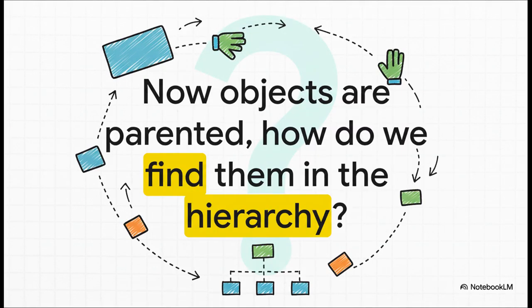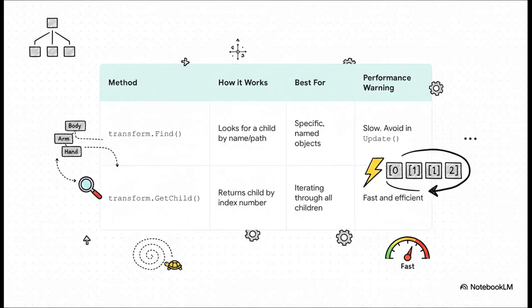Okay, great. So our objects are all connected. The gun's attached to the hand's attached to the arm. We've built our puppet. But now, what if a script on the main player object needs to find that hand or a finger? How do we actually navigate through these connections we've just made? Well, you basically got two main options. First is transform.Find. Think of this as a search function. You can give it a full path, like body/arm/hand, and it'll dig down through the hierarchy to find it. It's powerful, but it's slow. You really want to avoid using this every single frame in an update loop.